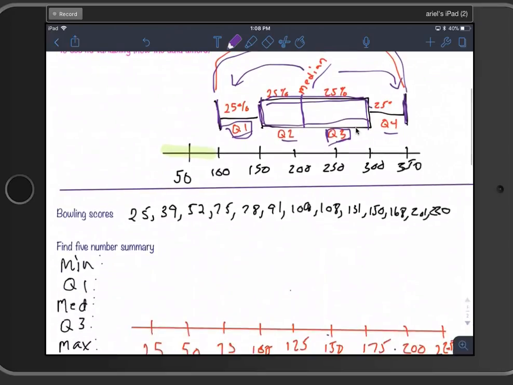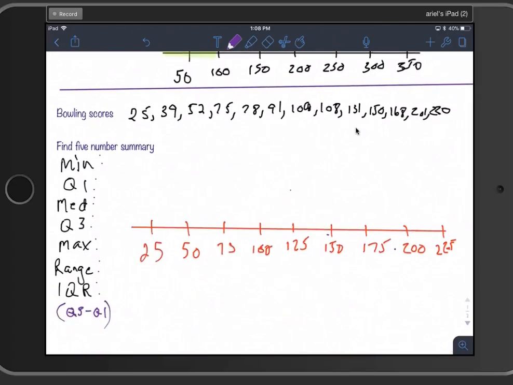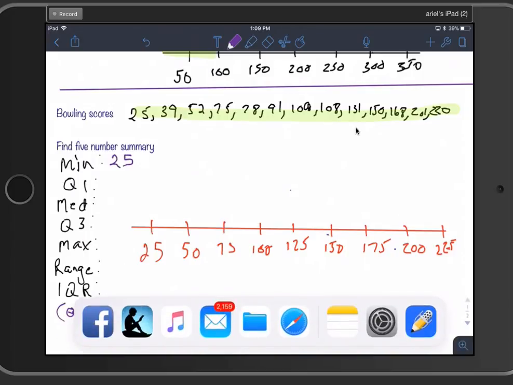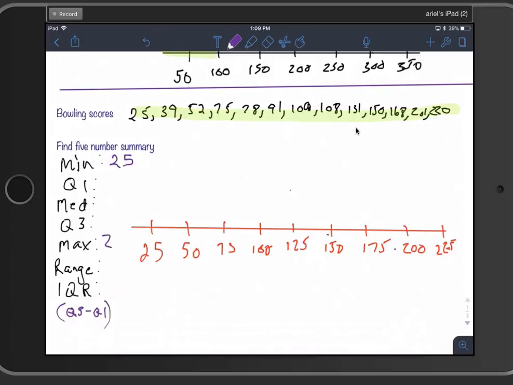An example below on how to draw one, what they're going to ask for, and I will make sure that there is an example or a model on the final that explains the labels and the important information. So if we had bowling scores like these right here, and they asked us for the minimum, it would be 25. That is the smallest number. The max would be 220. So we can go ahead and write those in.